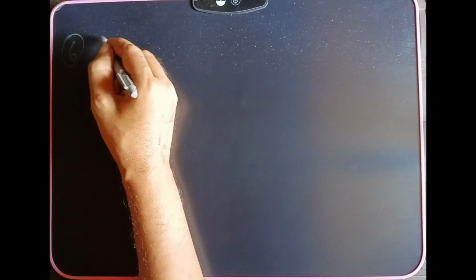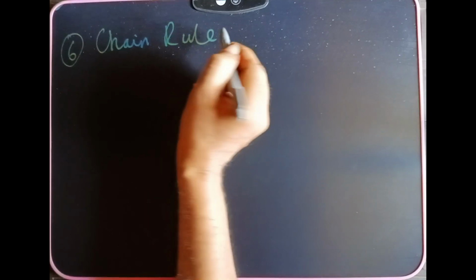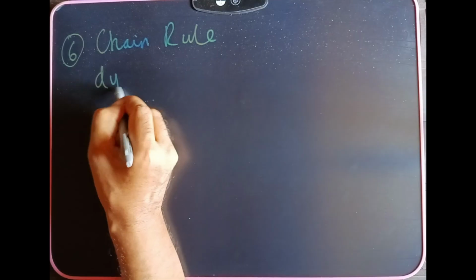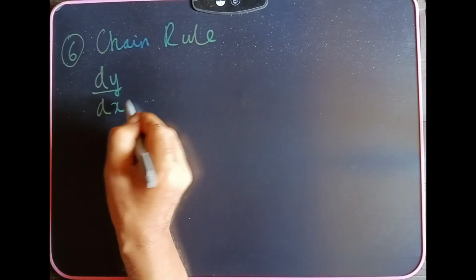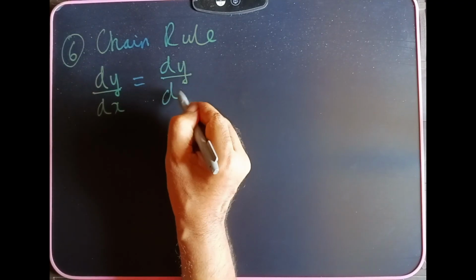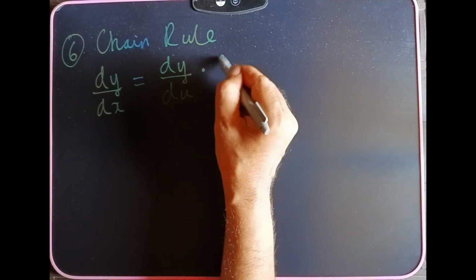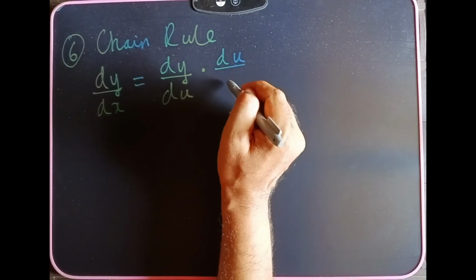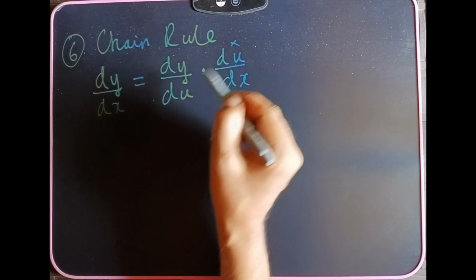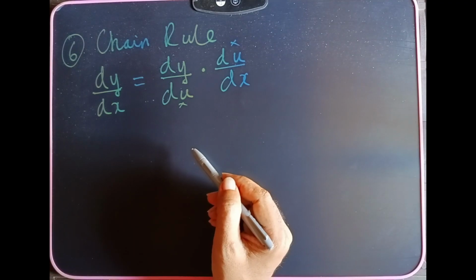Now the additional rule is called the chain rule. Chain rule is like if you have the derivative of y with respect to x, you can also write it as the derivative of y with another variable u, dot the derivative of u with respect to x. So basically if you cancel this and this, you'll get dy by dx. Now let us take an example.